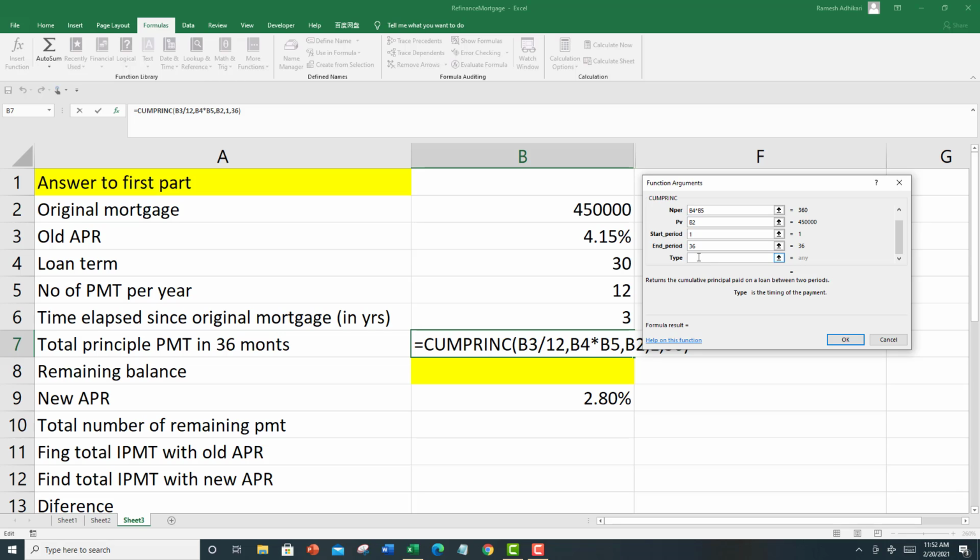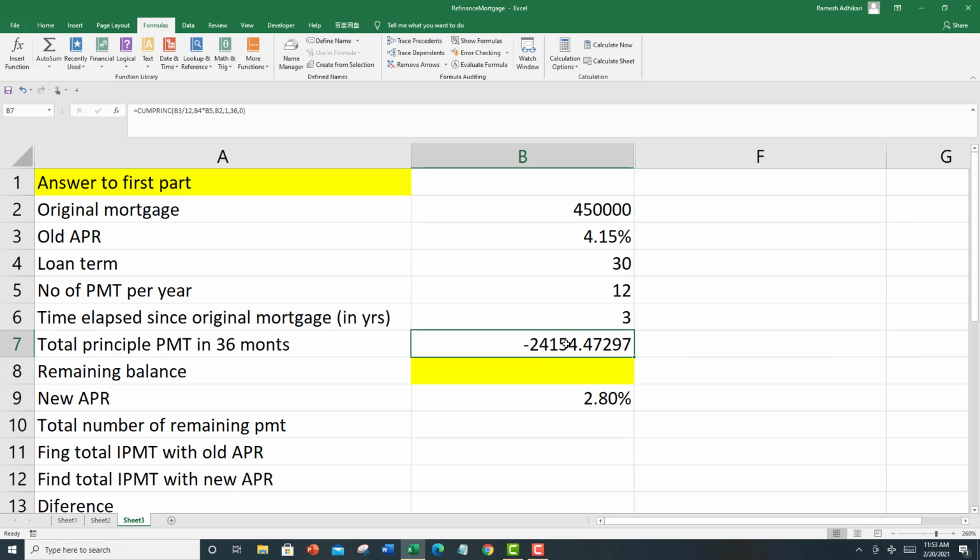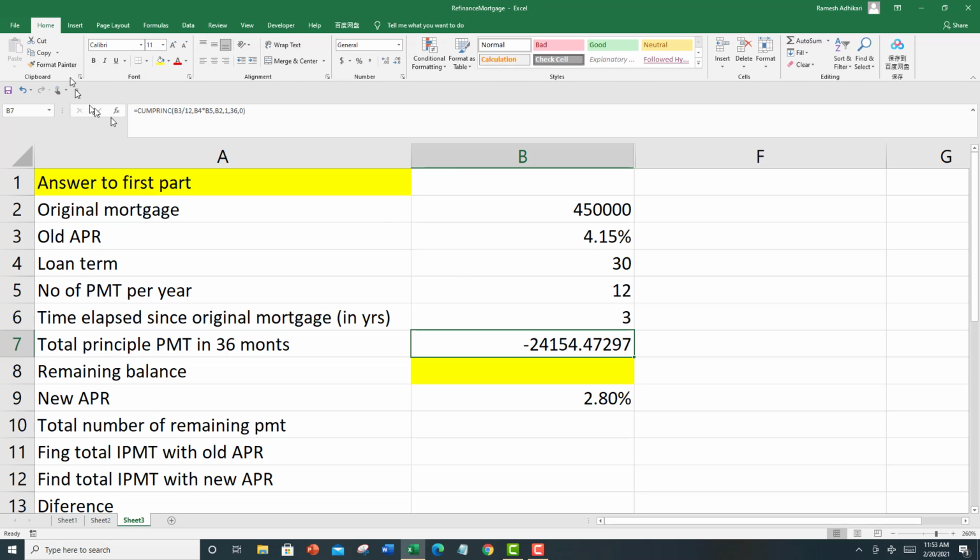It can be either 0 or 1. 0 means the payments are at the end of the period. 1 means beginning of the period. I'm going to just put here 0 because we are assuming that all payments are at the end of the period, right? So once you do that, that gives you the total principal payment in the past 36 months.